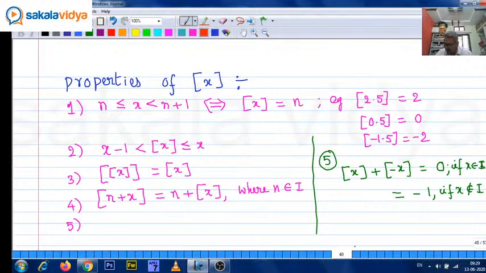So today, the functions. In the last class we discussed up to the integer function and step function. Now we discuss today the fractional part function.